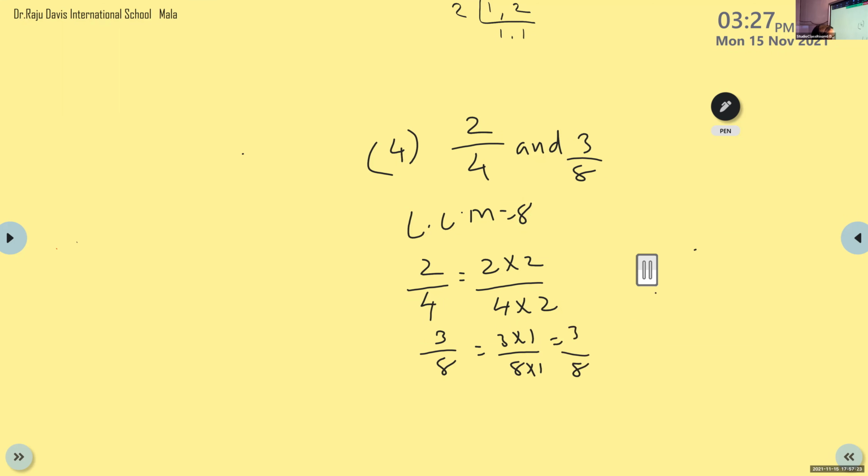3 by 8. Which is larger? The first one is larger. How will you add these two? If you want to add, what will you do? Ma'am, we will get 7 by 8. If you want to add, they should have the same denominators. You can add only the numbers which have the same denominators. Otherwise, you cannot add.